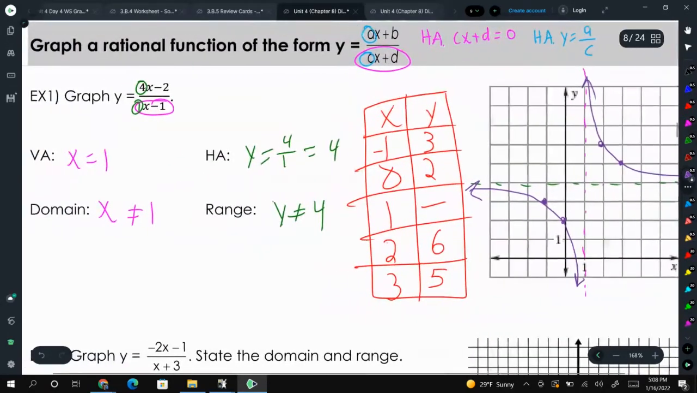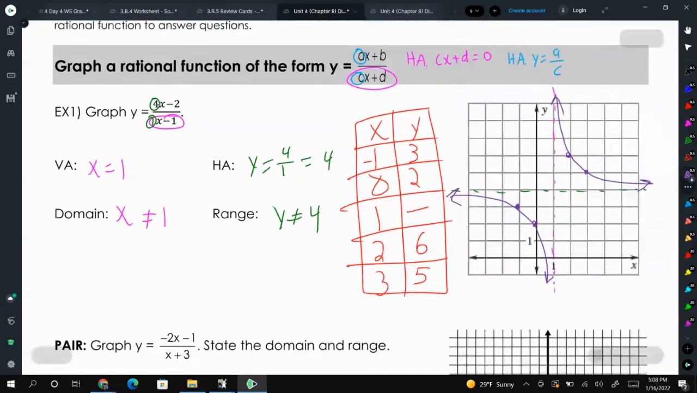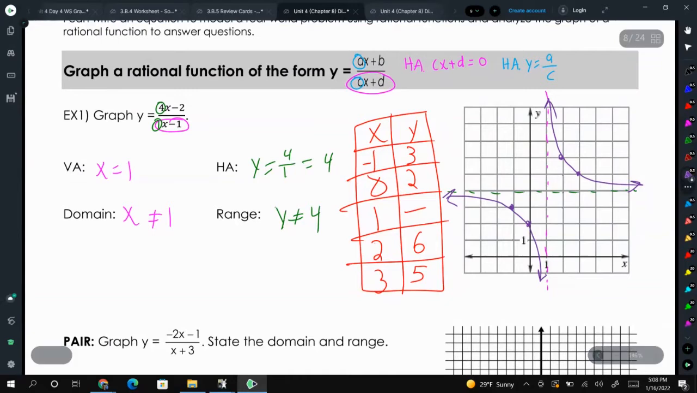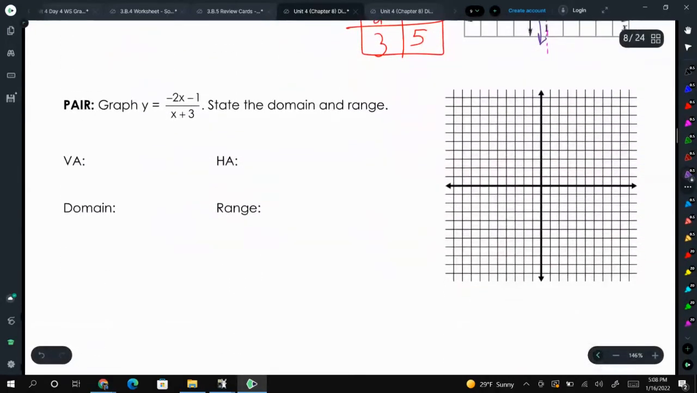Okay. So that is our graph. It's very simple to graph these if you've been doing a good job of graphing the other ones. So I'm going to let you guys try this one. Pause the video if you need to. Go back and watch what we just did on that previous one. So go ahead and please try this.